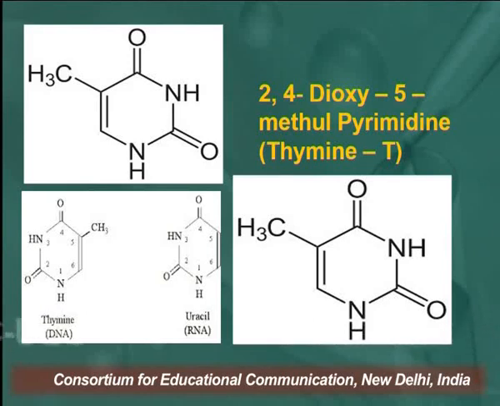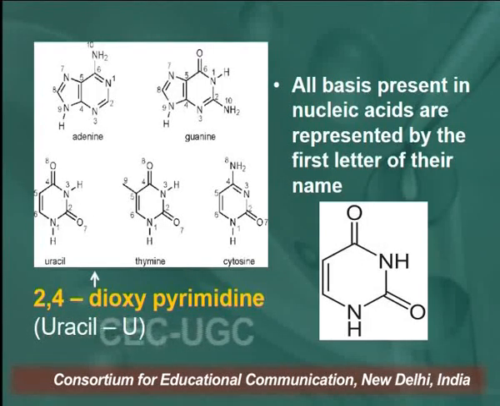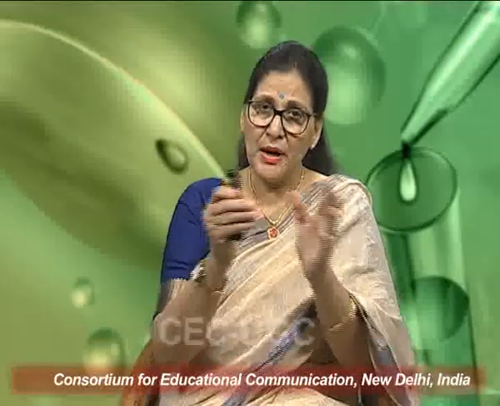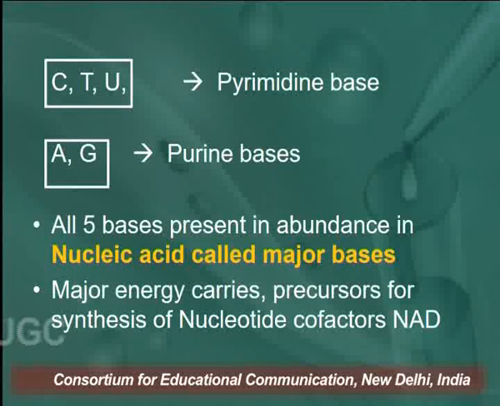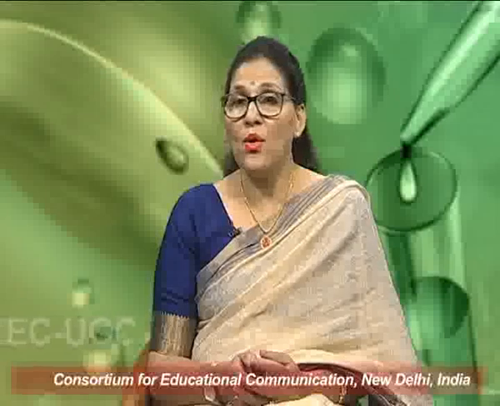This is the structure of pyrimidine base. All the bases present in nucleic acid are represented by the first letter of their name. So these are the structures of uracil, adenine, guanine, thymine and cytosine. The pyrimidine bases present in nucleotides or nucleic acids are C, T, U: cytosine, thymine and uracil. Similarly, the purine bases present in nucleic acids are adenine and guanine. All 5 bases, present in abundance in nucleic acids, are called major bases, and these are the major energy carriers and precursors for synthesis of nucleotide cofactors such as NAD.